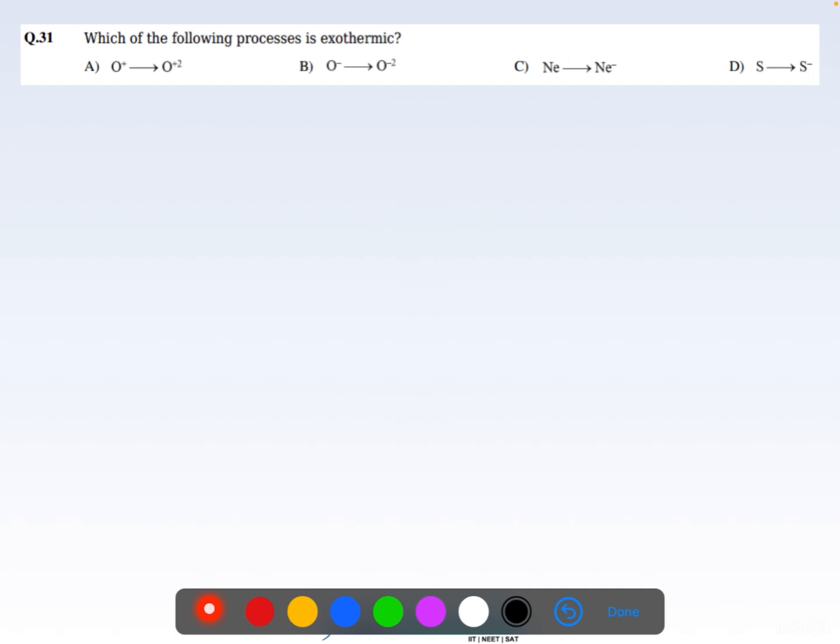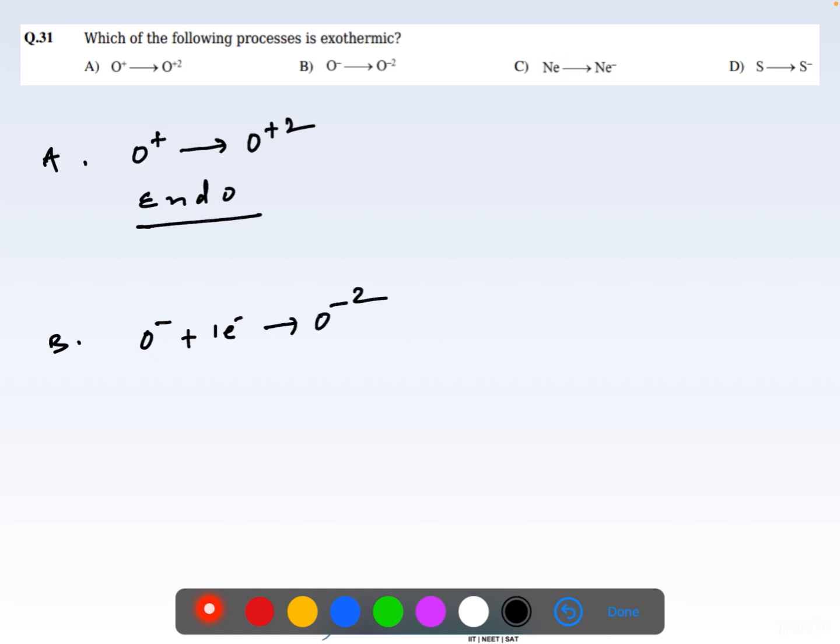Which of the following processes is exothermic? In option A, there is a removal of an electron from the O+ ion. Removal of an electron is an energy absorbing process, so this is an endothermic process. In option B, O- combines with one electron to form O2-. Here also it is an endothermic process, because the negative charge on the oxygen repels the incoming electron. Therefore this is an endothermic reaction.